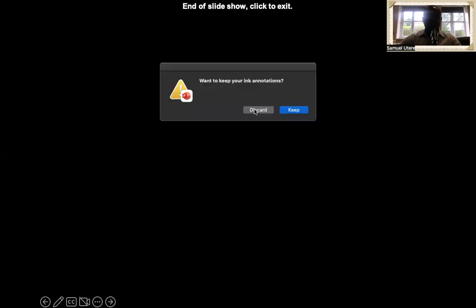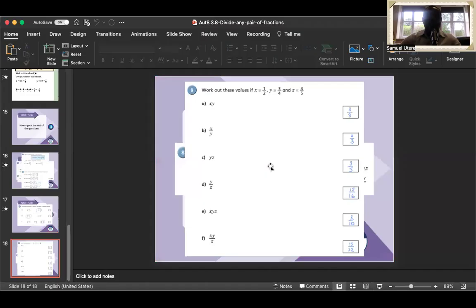And that brings us to the end of our lesson. So in this lesson, you have learned to divide any pair of fractions using, again, your knowledge of reciprocal.